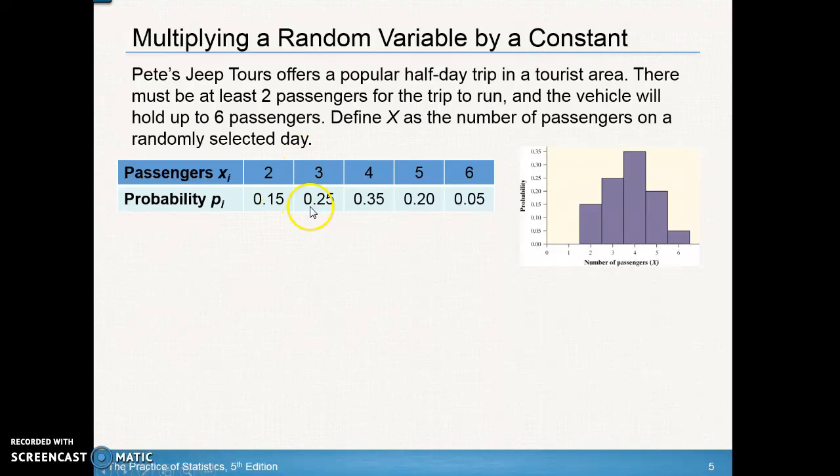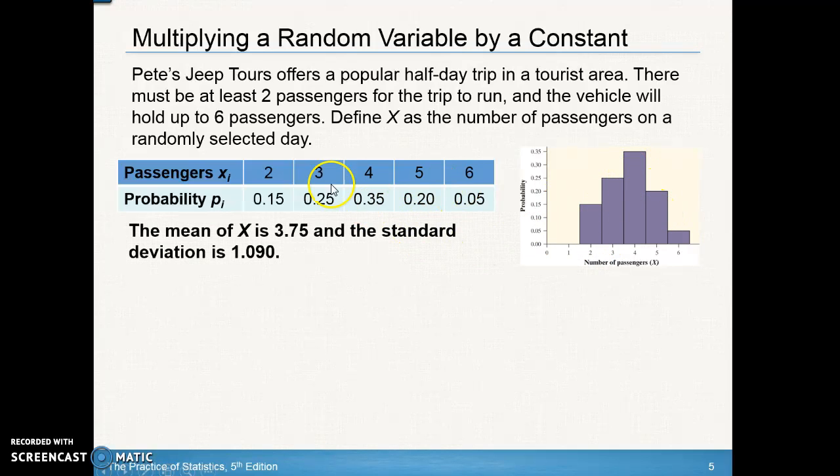And the probability that I have 2, 3, 4, 5, or 6 passengers is represented at the bottom of the table. Remember, your histogram's horizontal axis is always the number of passengers, and the vertical axis is going to be the probability of each occurring. All right, so we can take a look, we can figure out what the mean is.